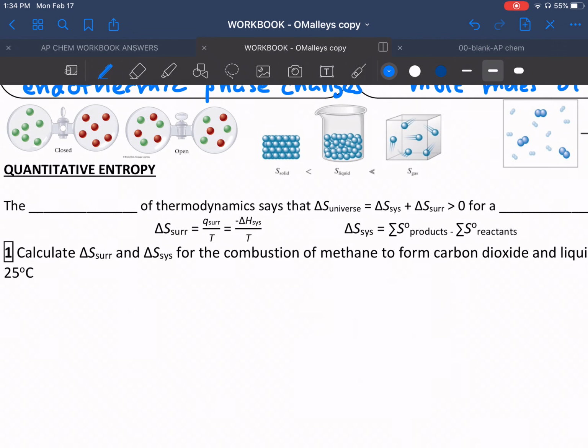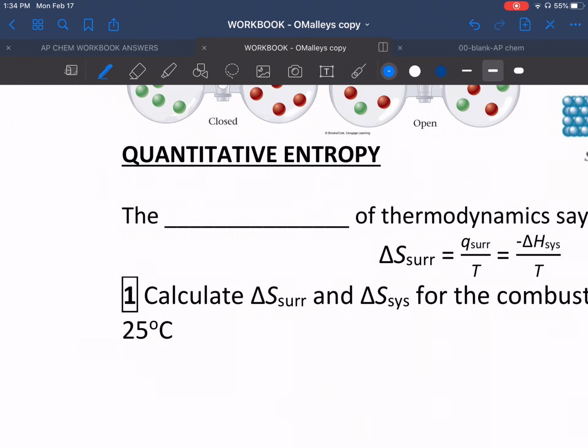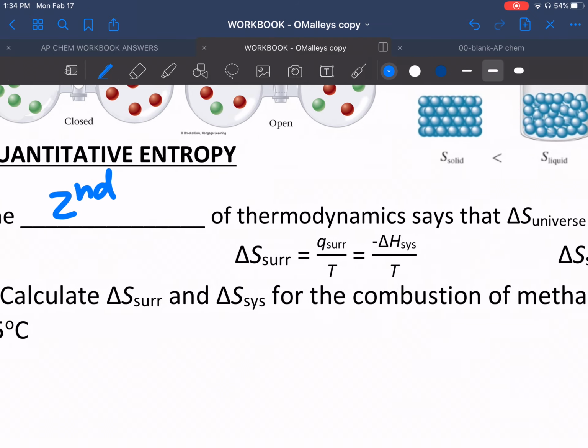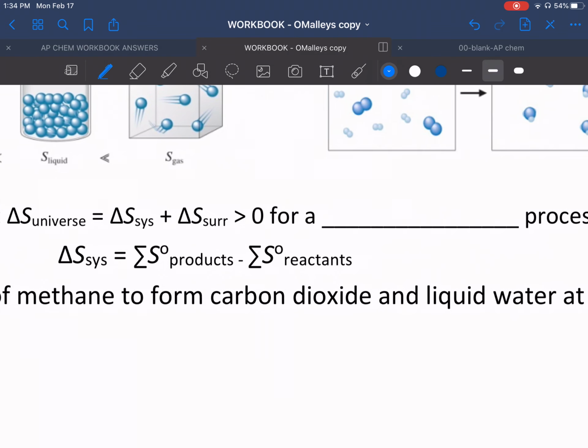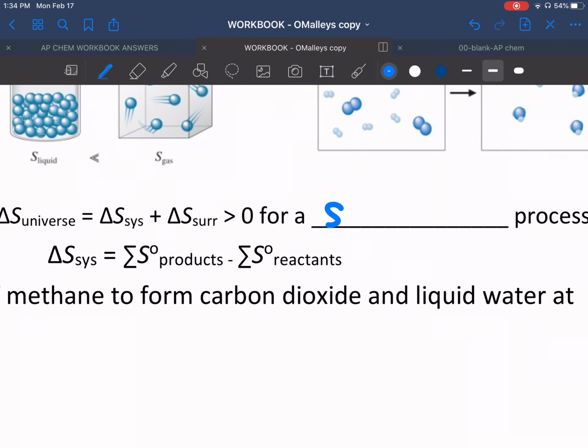How do we get quantitative information about entropy? Well, there's two things to consider. There's the entropy change of the system, which for us is usually a chemical reaction, and then what it does to the surroundings. And unlike other types of energy, these are not conserved. Based on the second law of thermodynamics, the sum of the system and the surroundings is always increasing. This is the second law of thermodynamics for any spontaneous process.